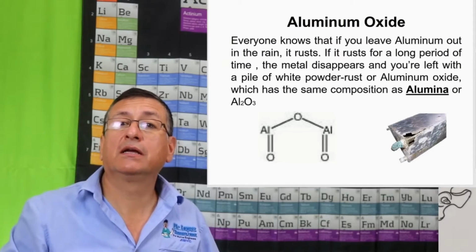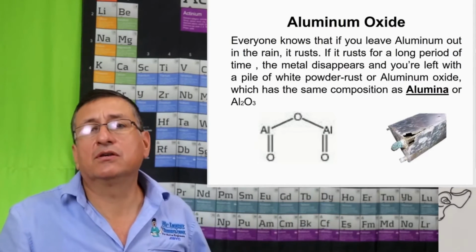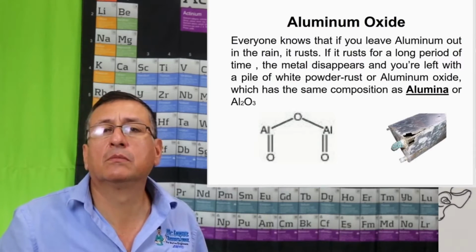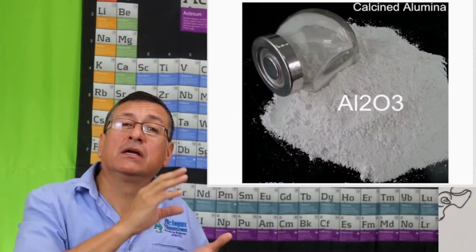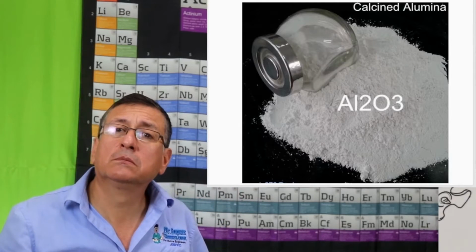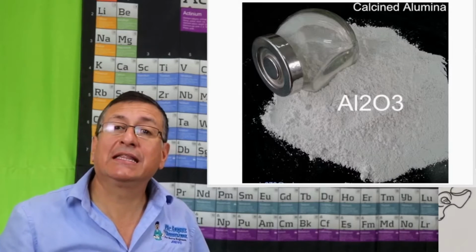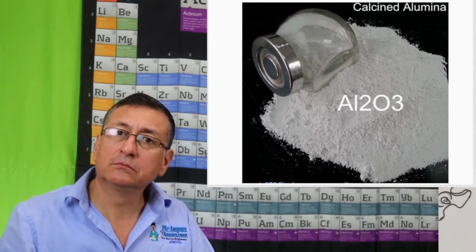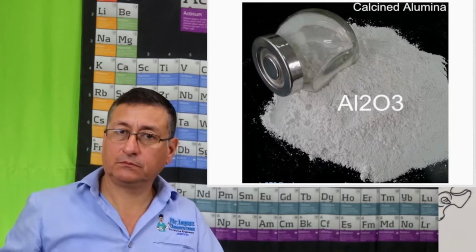That white powder, what happens if you let the piece of aluminum not 2 days, not 3 days, but 1 year outside of your home? Probably you will find a lot of white powder covering the metal. Yeah, that white powder is a perfect isolator.